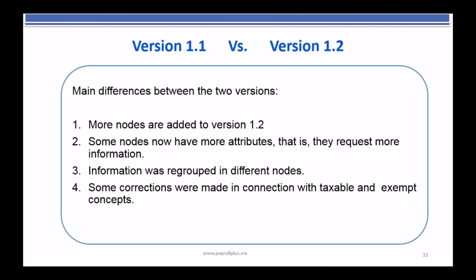Some nodes now have more added attributes. That means that they request more information, such as the ones that we saw, type of contract, type of extra hours that you're paying, etc. The information has been regrouped in different nodes. That is just for identification of information. Everything now seems to be more organized within the complement.